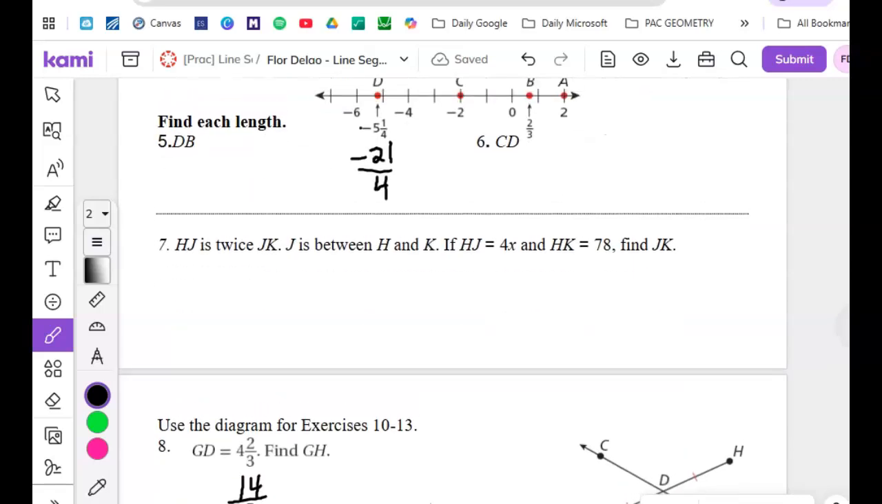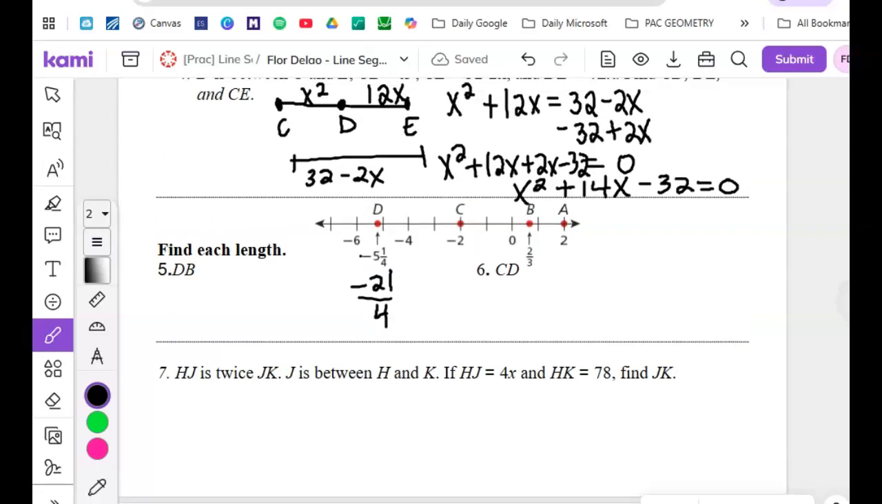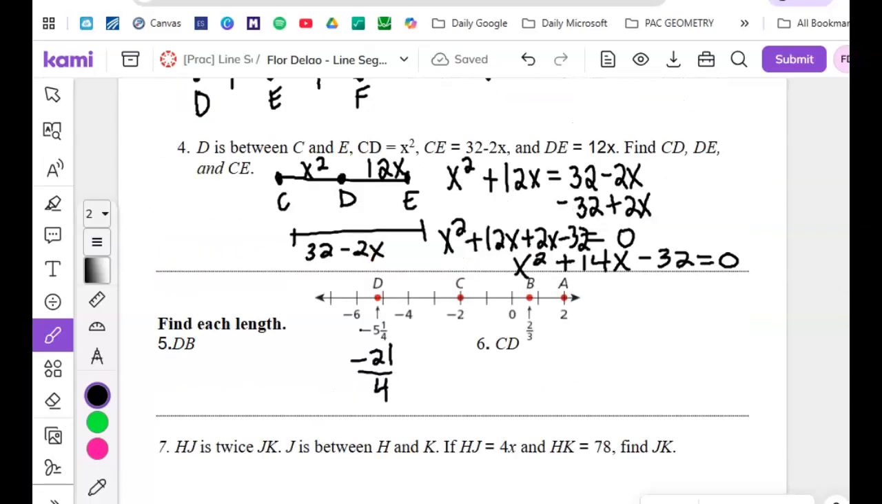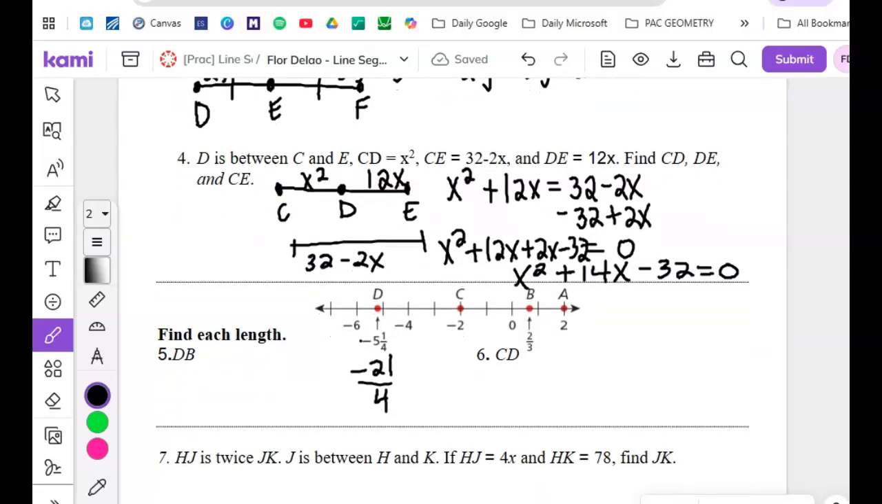Number 7. Instead of HJ is twice JK, which means there's 3 parts. So you can just divide 78 by 3, and then since HJ is twice JK, that means it's 2/3, and JK is 1/3. So then you could divide it by 3. And then you just have 1/3, and that's JK. Because it's twice, you can do it for any. Anytime it's twice, it's fine. Alright. That's algebra. I will upload this in case you get stuck.